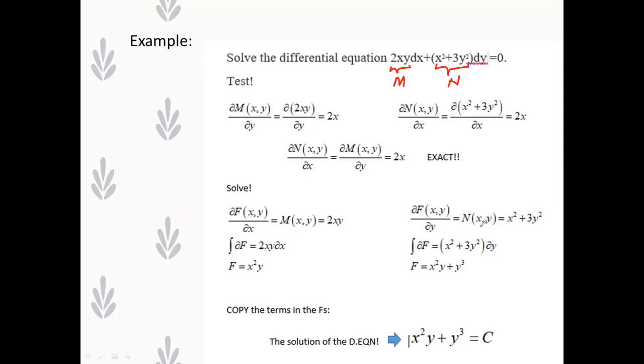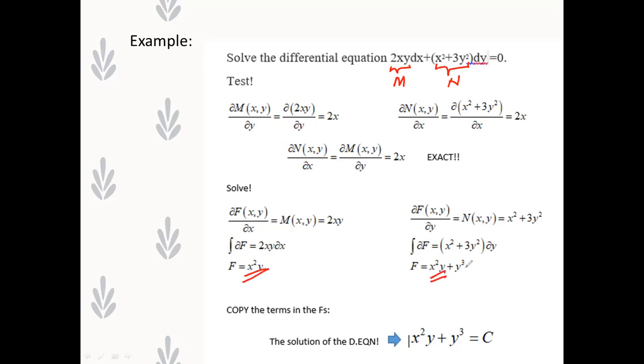Applying the same principle for your N of x and y, which you will partially integrate with respect to y, considering x a constant. So if you integrate x squared with respect to y, with x being a constant, you will have x squared y. If you integrate 3y squared, then that would be y cubed, because the 3 will cancel with the 3 in the denominator of y cubed. So as you could see in here, your 2 f's have a common term in the form of x squared y.